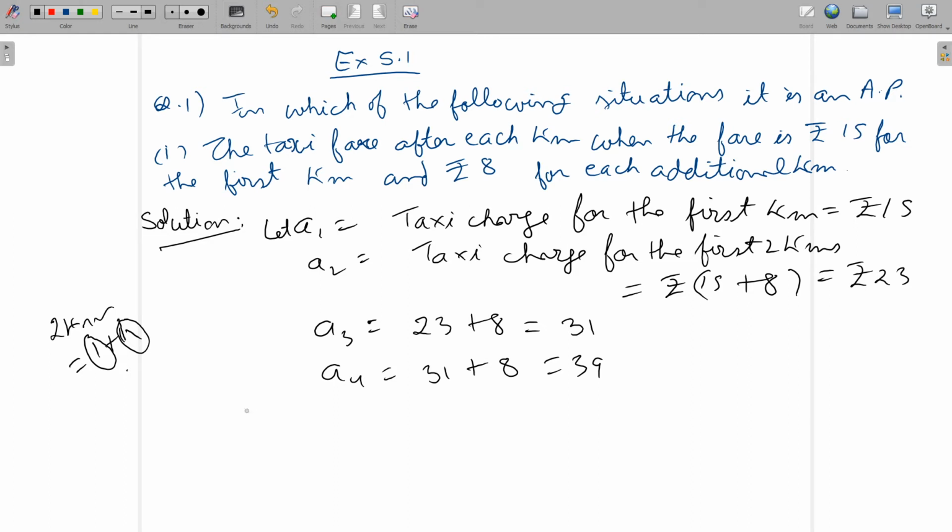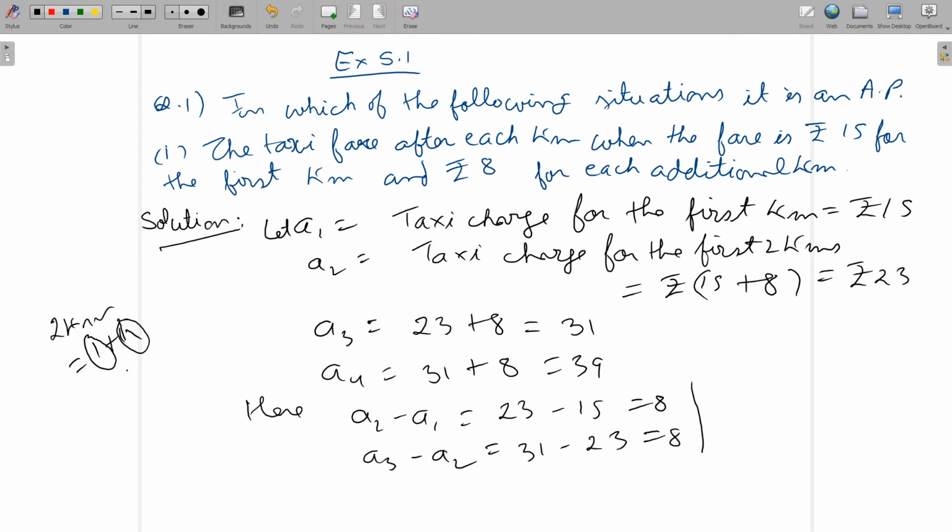In other words, what is A2 minus A1? 23 minus 15, that is 8. Then what is A3 minus A2? That is 31 minus 23, which is 8. Again, let us see the remaining. A4 minus A3 equals 39 minus 31, and that is equal to 8.